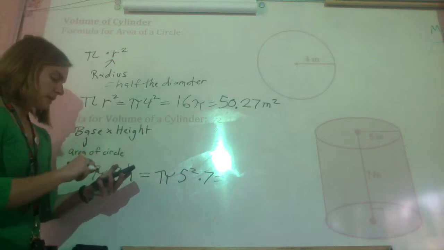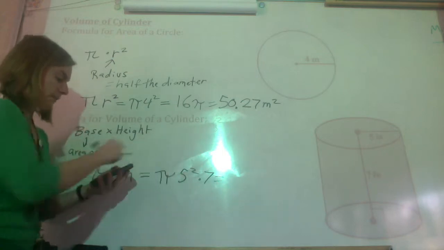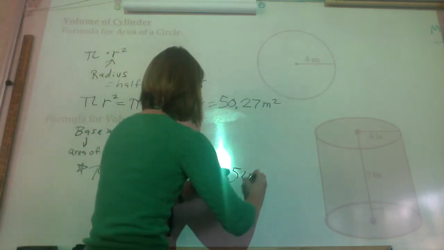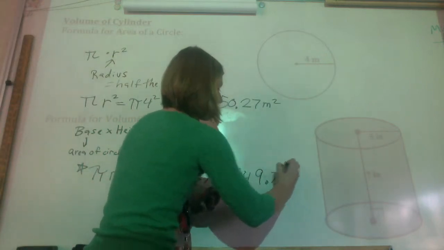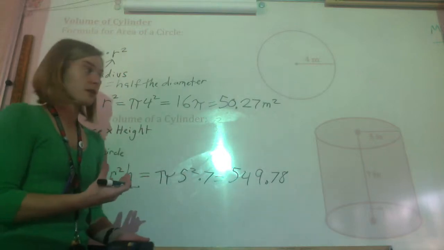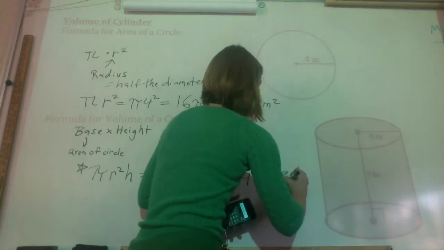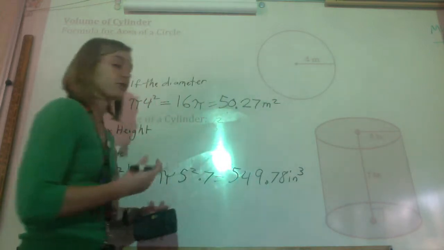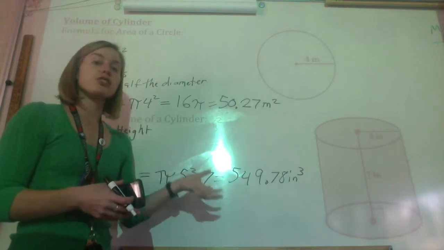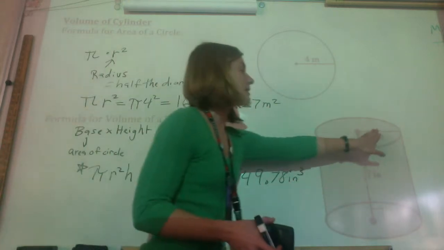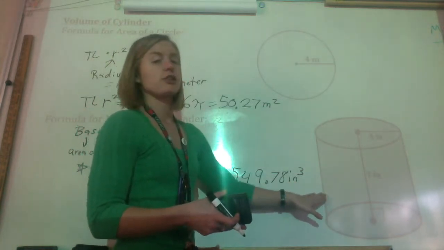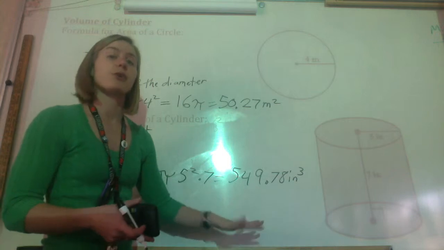So we put in pi times 25, because that's 5 squared, then times 7, and I'm getting that it's 549.78. If I calculated something wrong, please let me know. Now we always want to put units on this, so this sign tells us it's inches, and it's cubed because it's a three-dimensional measurement. Sometimes if they don't give you a unit to use, you can just say unit. So if they didn't say that it's inches, we could say 549.78 units cubed. So you can always put that in if you don't know what the actual units are.